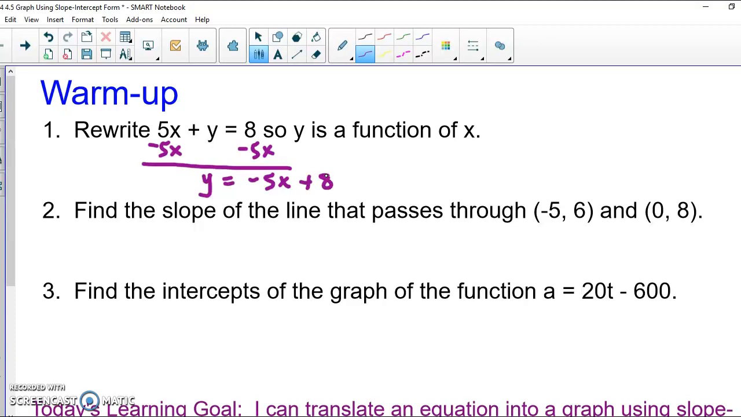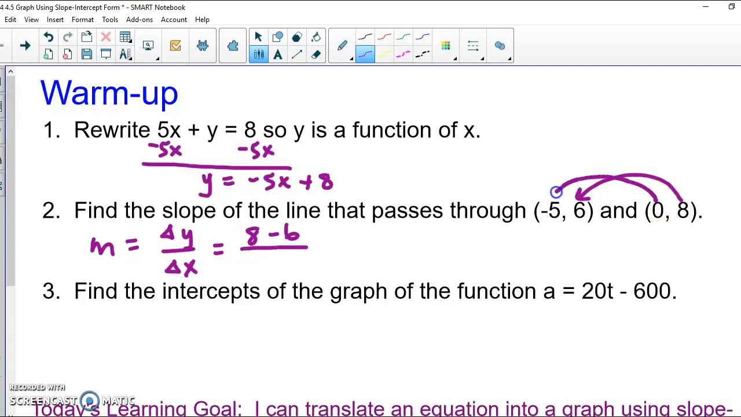Number two, if I want to find the slope of the line that passes through negative 5, 6 and 0, 8, then I need to find my change in y over my change in x. So I'm simply going to subtract my two y values to find my change in y. So that's 8 minus 6 over my change in x, which is 0 minus negative 5. As I simplify, 8 minus 6 is 2, and 0 minus a negative 5 is the same as 0 plus 5. So that becomes 2/5, and that is in lowest terms, so I can leave that.